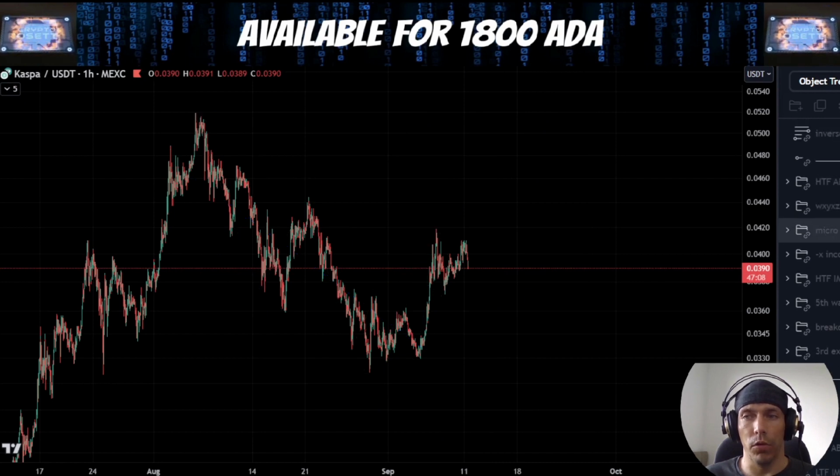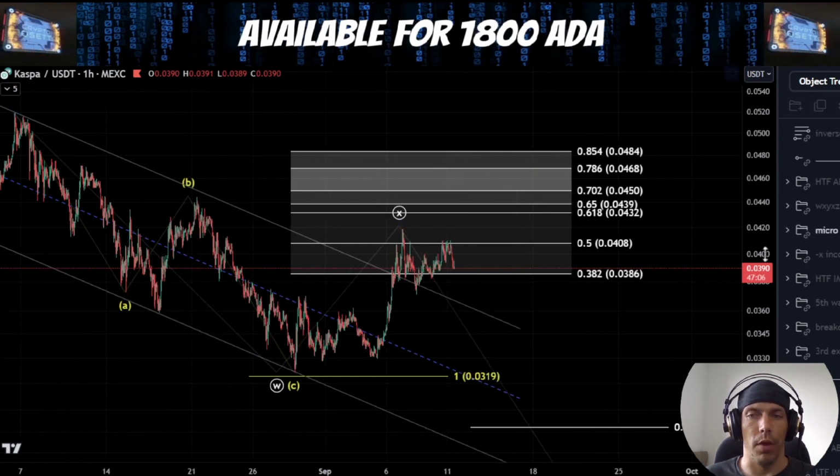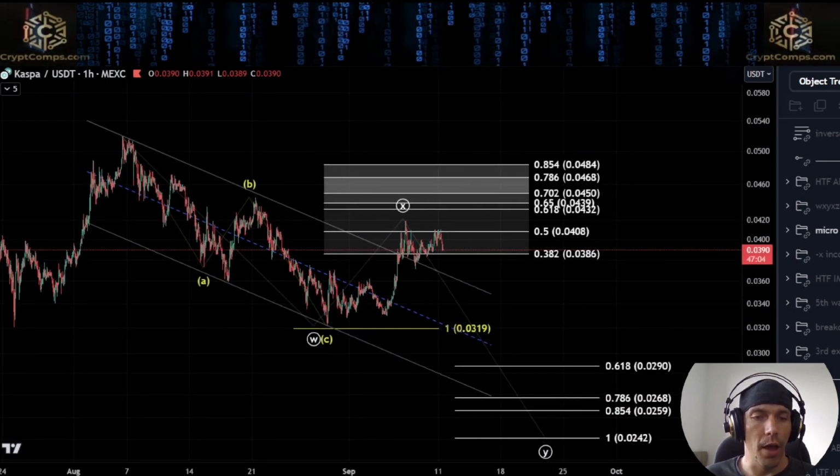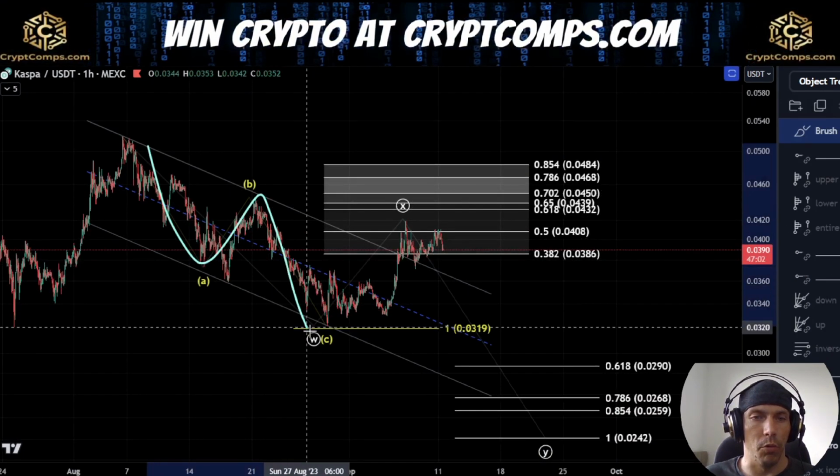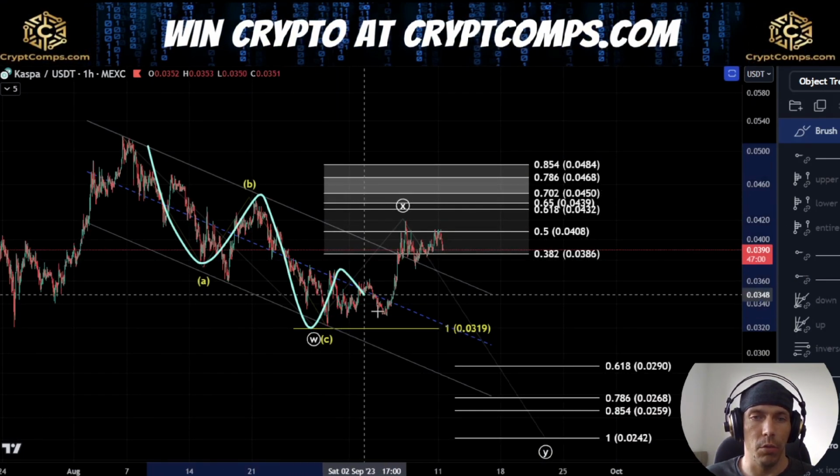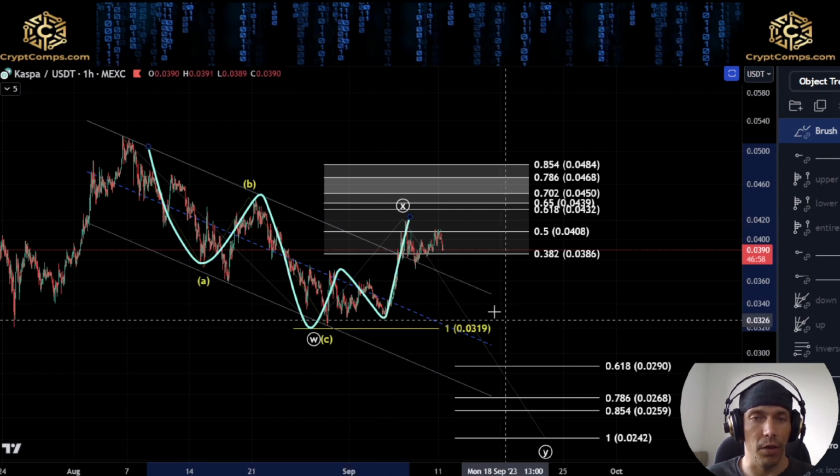Now, we were also talking about the possibility that we could have a bigger corrective structure. And what we're saying is that, at the moment we have 3 waves to the downside. We only have 3 waves to the upside currently.